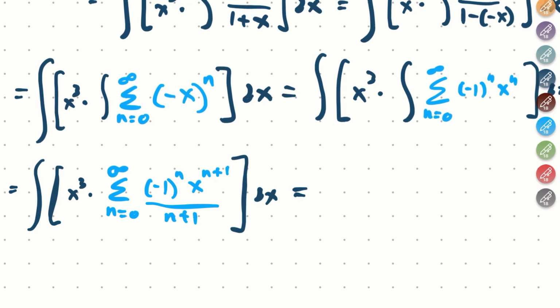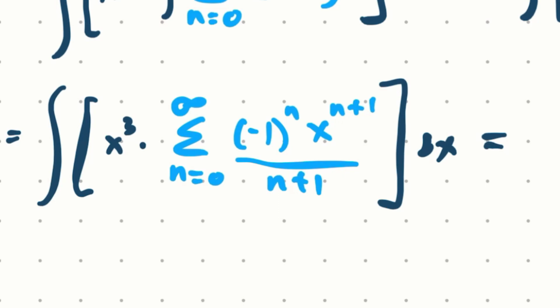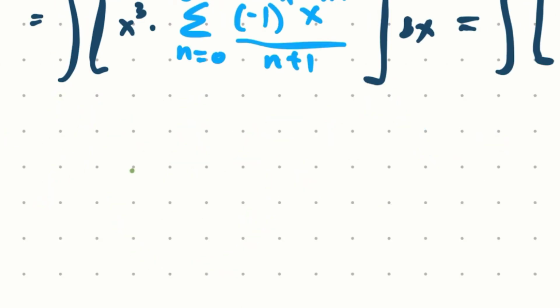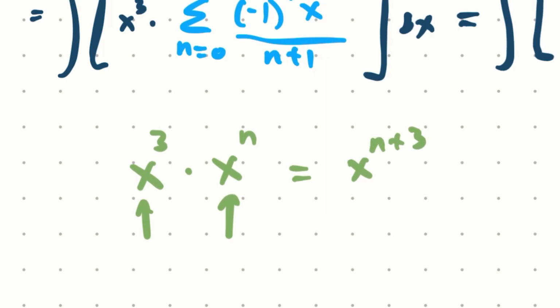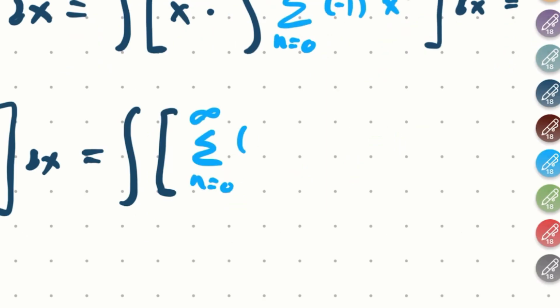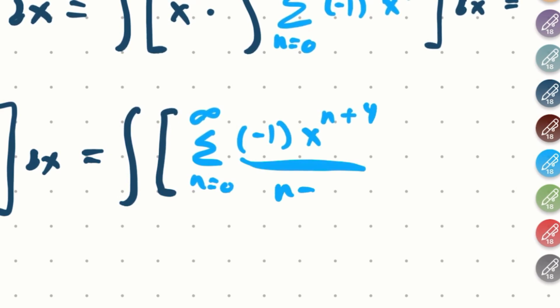And now let's continue by multiplying this x cubed into the series. How we're going to do that is by using exponential rules. If you haven't learned anything about algebra, then this is going to be pretty cool, in my opinion at least. So if you have x cubed multiplying by x to the n, exponential rules state that when you multiply exponents with like bases, you're actually going to be adding them. So it's going to be x to the n plus 3. So we're going to go back into here. So it's going to be negative 1 to the n times x to the n plus 4 over n plus 1.